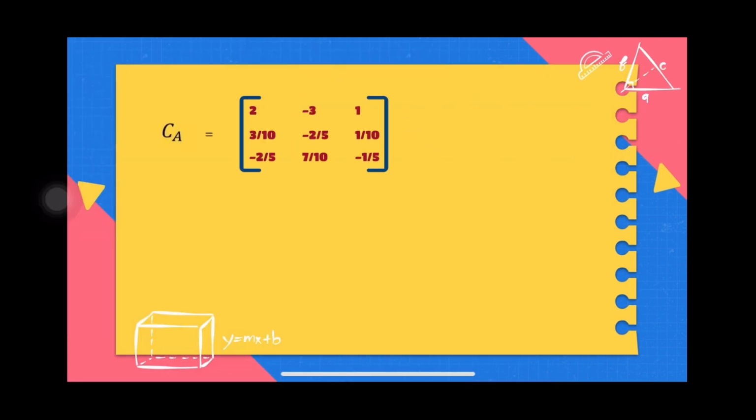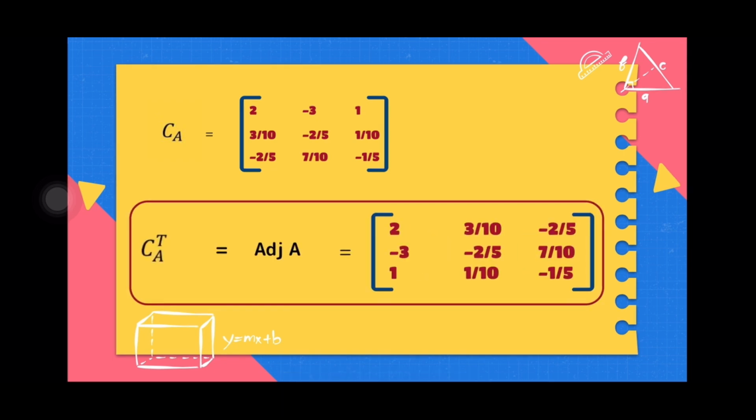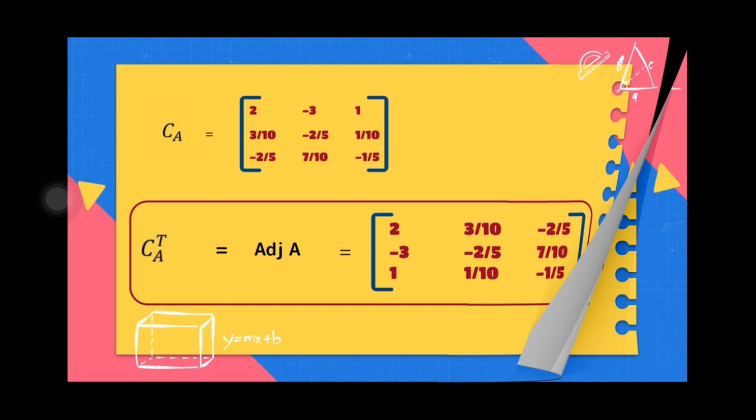To find inverse A, we must also know the adjoint of A. We know that C transpose is the same thing as adjoint A. From cofactor A, we can deduce the cofactor transpose by changing the row and column. So now we know that adjoint A equals to the matrix of 2, 3 over 10, negative 2 over 5, negative 3, negative 2 over 5, 7 over 10, 1, 1 over 10, and negative 1 over 5.